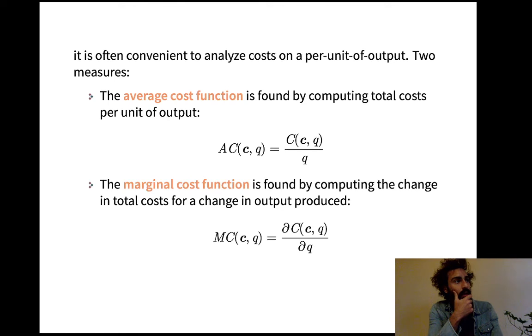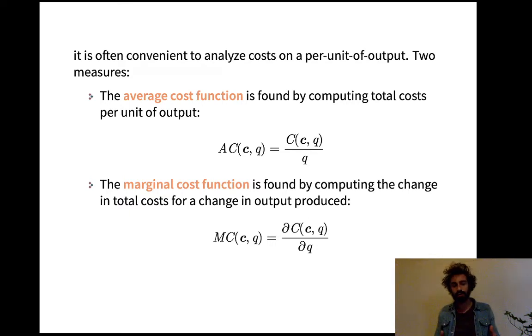So a last point in the lecture on cost functions is that it's often useful, instead of looking at the total cost function C, capital C, to look at per unit of output measures, right? So not the cost in total, but the cost per unit of output, which would be something like an average cost or a marginal cost. So the average cost function is just the total cost of producing Q units optimally divided by Q, right? So that's the cost per unit of output when you're optimizing by minimizing costs.